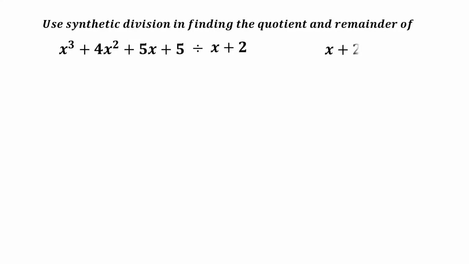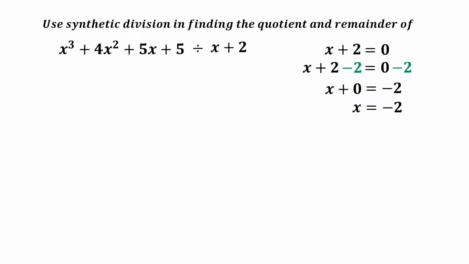So, we have x plus 2 is equal to 0. Then, we transpose positive 2 to the other side of the equation by adding the inverse of positive 2. The inverse of positive 2 is negative 2. Then, we will add negative 2 on the other side of the equation as well. So, we have x plus 0 is equal to 0 minus positive 2, which is negative 2. Then, x plus 0 is still x, so x is equal to negative 2.